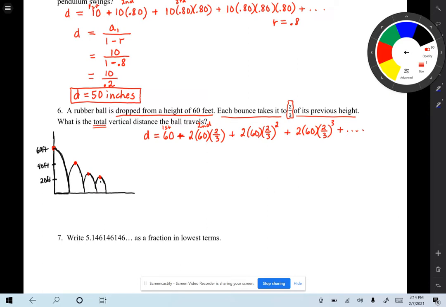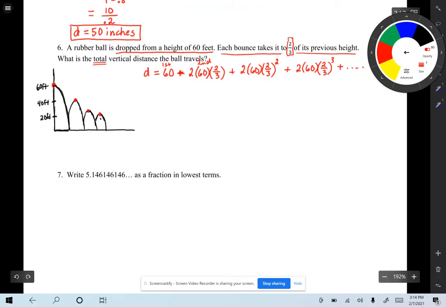We know that. So here is what we are going to do. This one is a little tougher because there's this initial drop from 60. So this is how you do this particular one. So the distance is equal to 60 plus, then you're finding the sum of everything else. So the sum of the first term is going to be 120 times 2/3. And where did I get that? I got it from this right here.